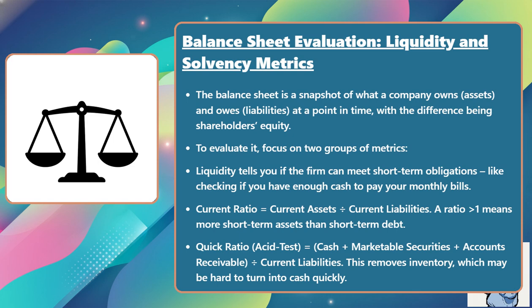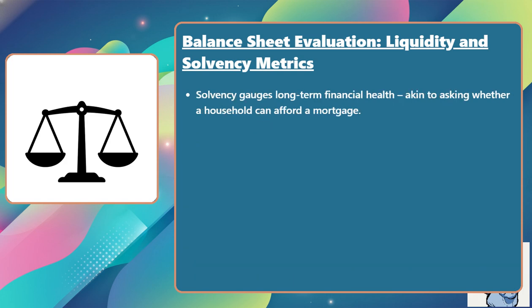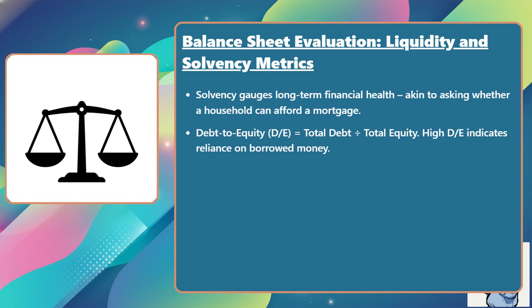Quick ratio, also called acid test, equals cash plus marketable securities plus accounts receivable divided by current liabilities. This removes inventory, which may be hard to turn into cash quickly. Solvency gauges long-term financial health, akin to asking whether a household can afford a mortgage. Debt to equity, D/E, equals total debt divided by total equity. High D/E indicates reliance on borrowed money.